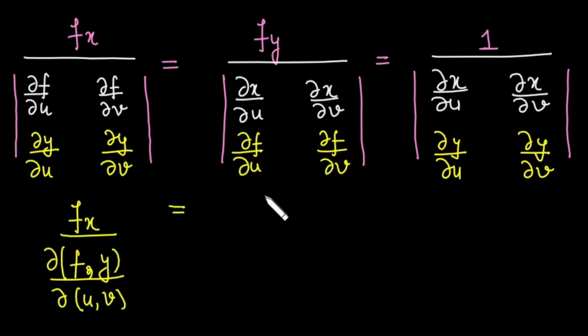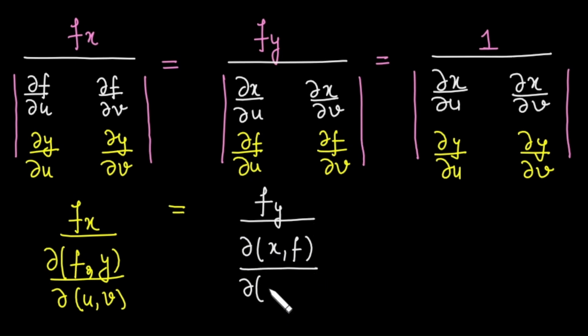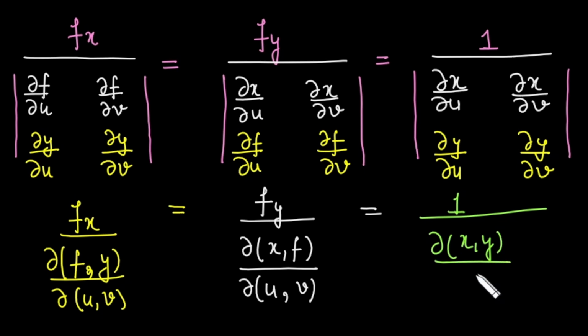Similarly, we can write this as the partial derivative of the function with respect to y, and this determinant is written as partial of x and f, that is, the derivatives of x and f by u and v, partial of u, v. This is equal to 1 by partial of x and y divided by partial of u and v.